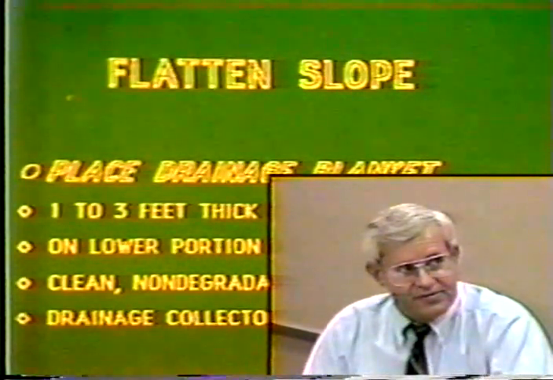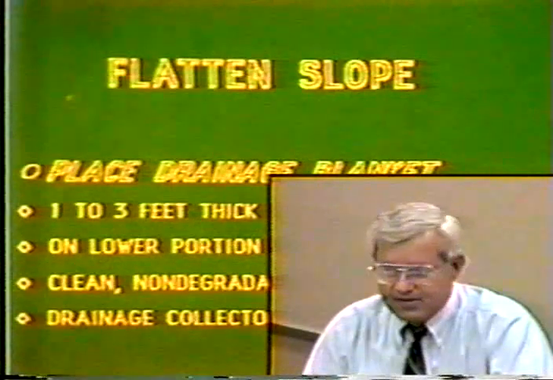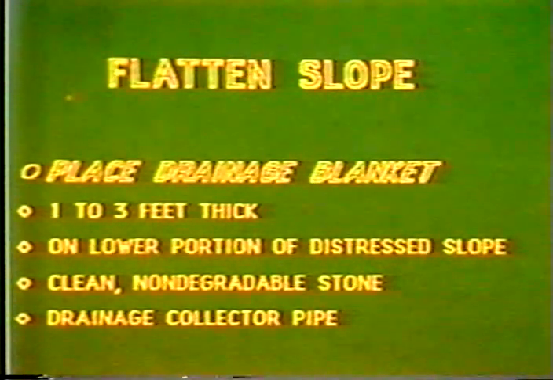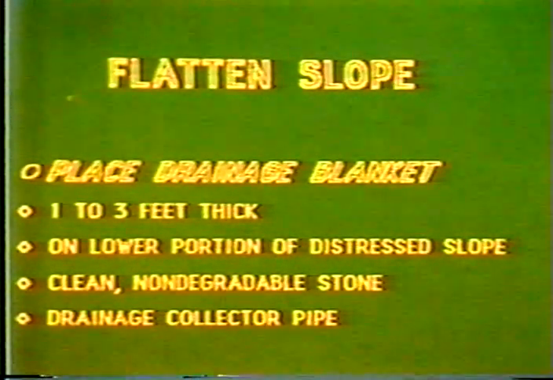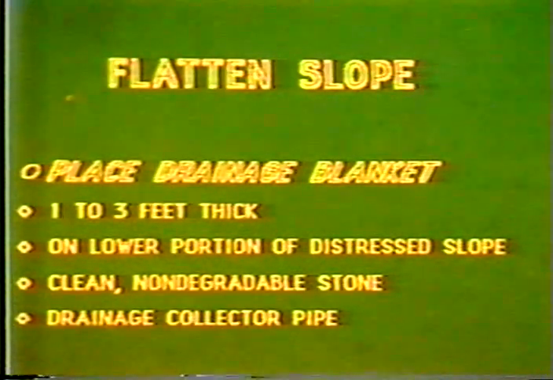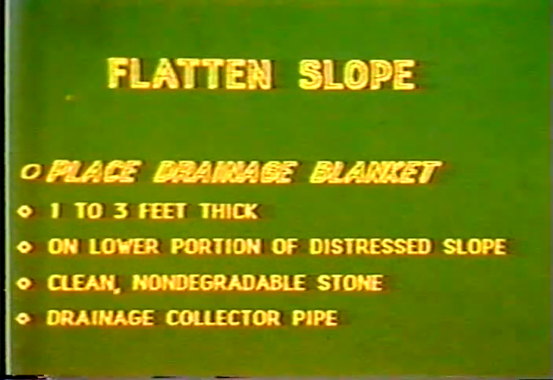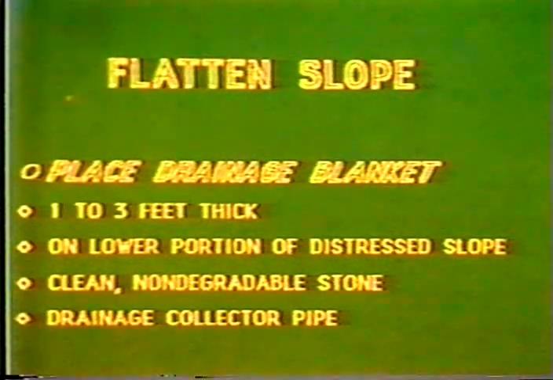Okay, when we do a flattened slope, we want to place a drainage blanket against the excavated slope. A drainage blanket is used for controlling subsurface or internal water. Generally, it's constructed of non-degradable stone or just good, clean stone. If you have a question about what type of stone to use, talk to a geotechnical engineer or call someone in the state Division of Materials, or wherever the geotechnical engineer may be located in the state.